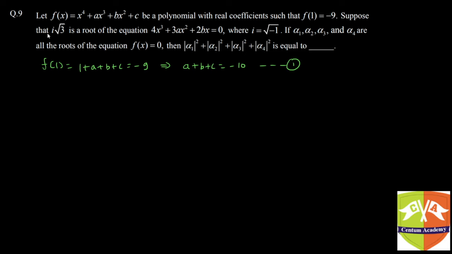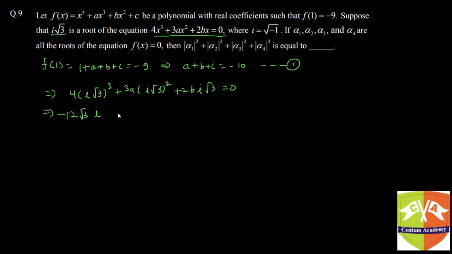Next is iota root 3 is a root of this equation. So it will satisfy this equation. So what I have is 4 times iota root 3 whole cube plus 3a times iota root 3 whole square plus 2b times iota root 3 equals to 0. If you do iota root 3 whole cube, iota cube is minus iota and root 3 whole cube is 3 root 3. So overall it will become 12 root 3 with a minus sign iota.